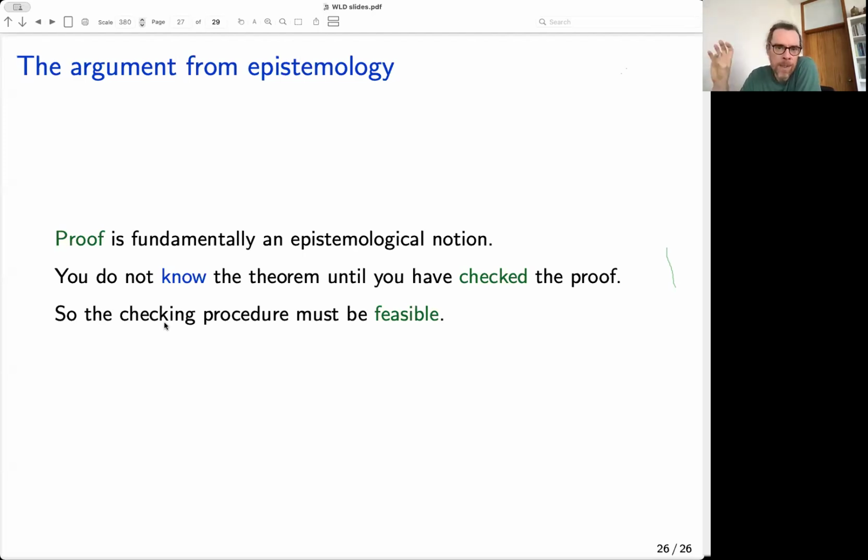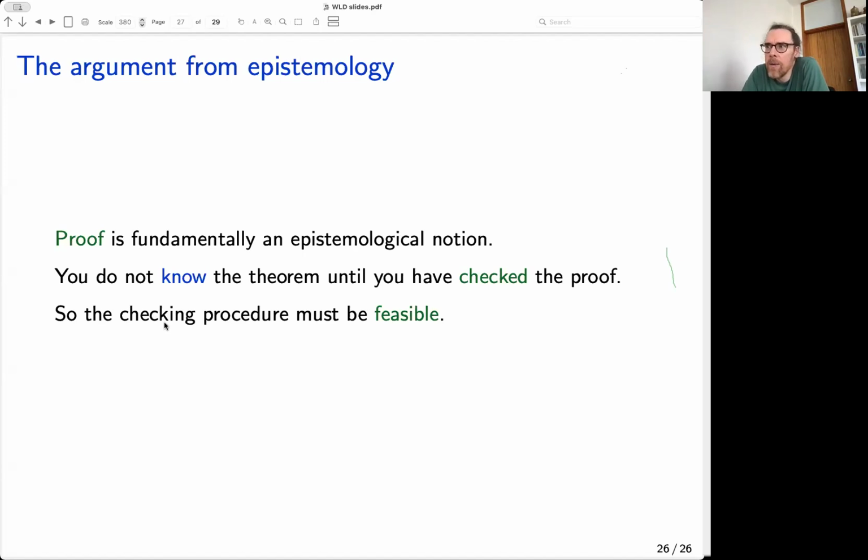So there's something wrong with this kind of argument, because you can just do a little variant of it that clearly proves too much. Not only that proof checking has to be feasible, but that proof construction has to be feasible or polynomial. So what is wrong with it?